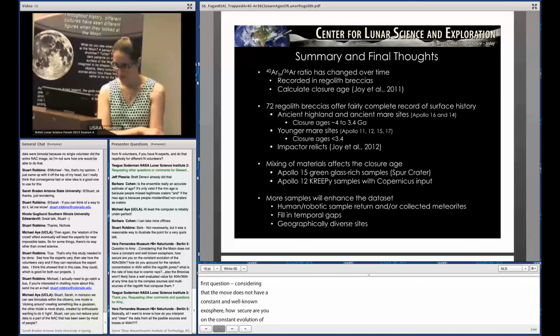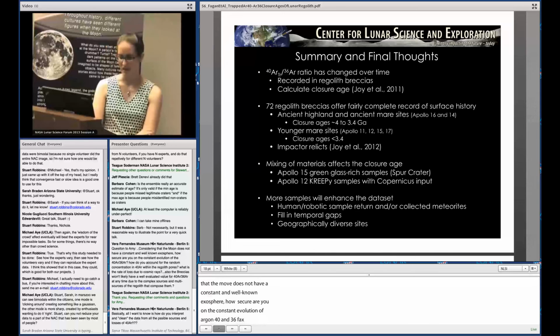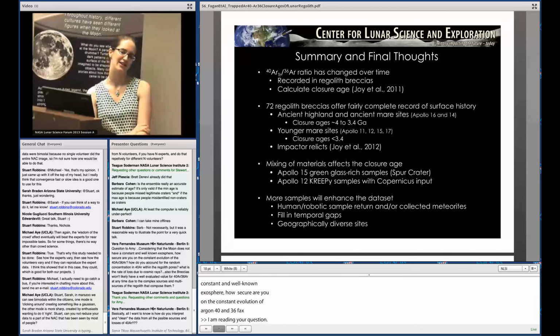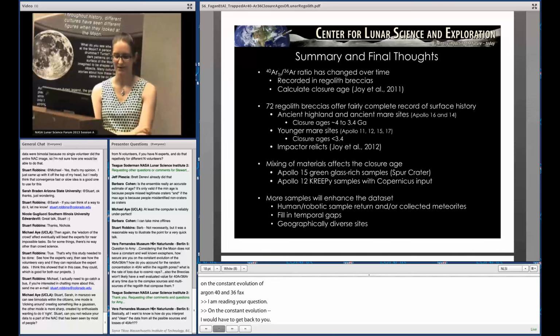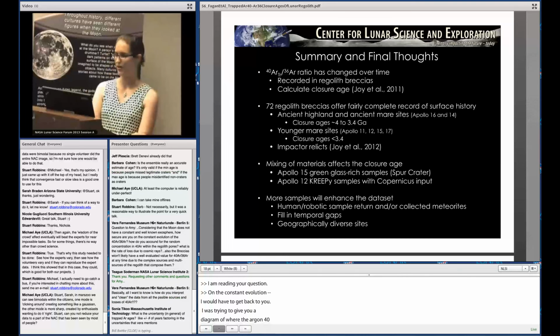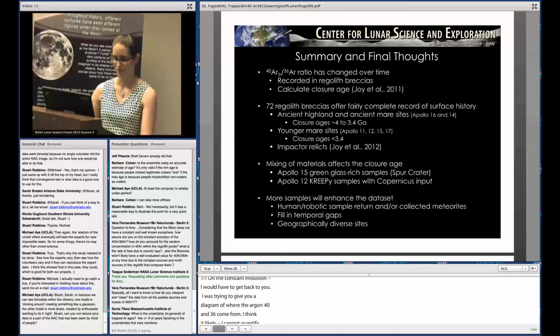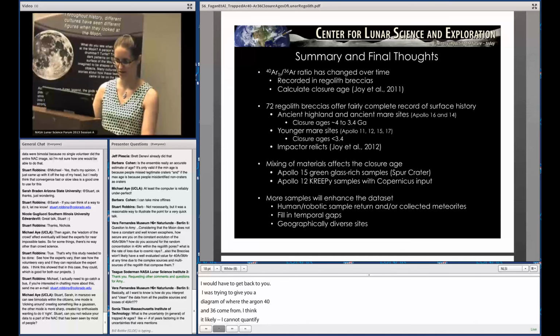Okay, sorry, I'm rereading your question, Vera. On the constant evolution, I have to get back to you about that. That was mostly trying to give a schematic diagram of where the argon-40 and where the argon-36 comes from. I think it's highly likely that it did vary, at least to a certain extent. I cannot quantify that right now. But you had a second part of your question, too.